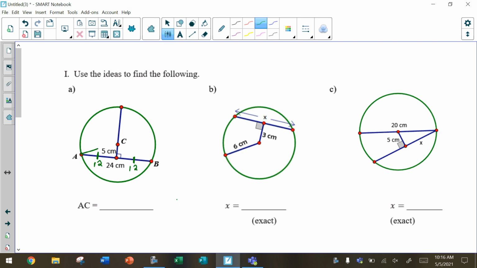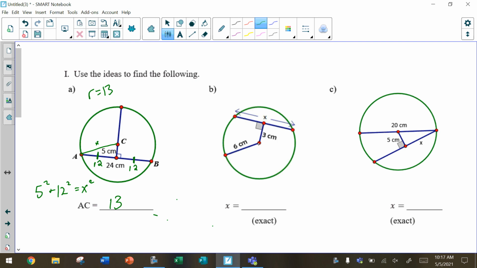So what is AC going to be? Well, AC is the radius, and we have a little right triangle here where the radius is unknown. 5 is a leg, 12 is a leg, and X is that line segment AC. 5 squared plus 12 squared, you should have your calculator out. 5 squared plus 12 squared, that's 169. The square root of 169 is exactly 13. So the radius of this circle is 13.